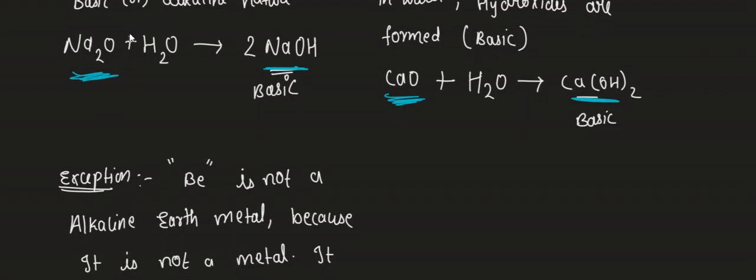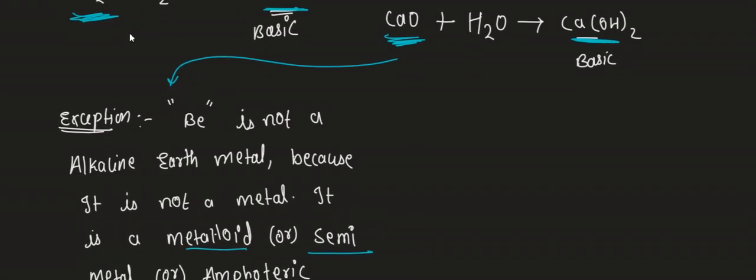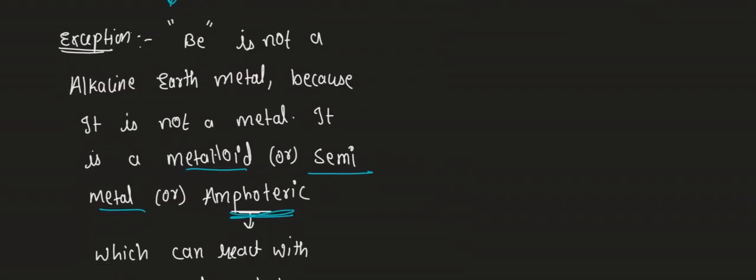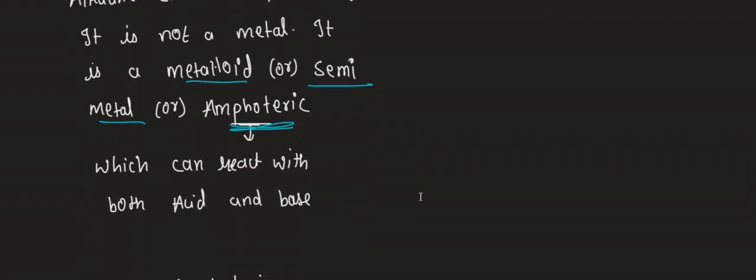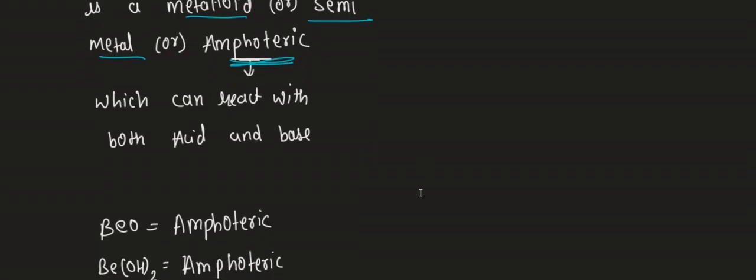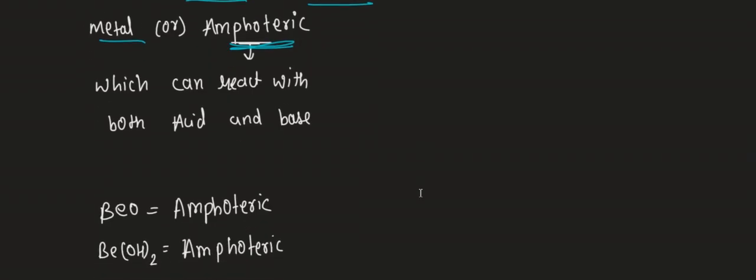But there is an exception in the second group. It is nothing but beryllium. Beryllium is not an alkaline earth metal because it is not a metal. It is nothing but a metalloid. What is the other name of metalloid? Semi metal, and amphoteric. What is amphoteric here? The one which reacts with both acid and base is called amphoteric. So beryllium oxide is amphoteric, and beryllium hydroxide is also amphoteric.